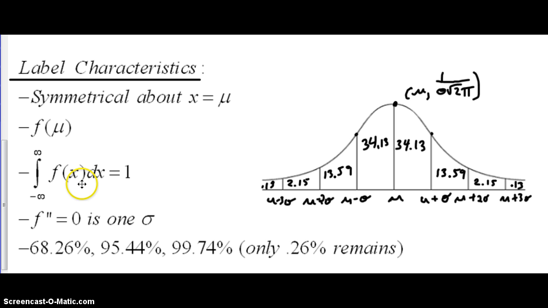Other things to realize is that the area under the curve from negative infinity to positive infinity is equal to 1. So the entire area under this curve would be 1. So the antiderivative of the function would be equal to 1.